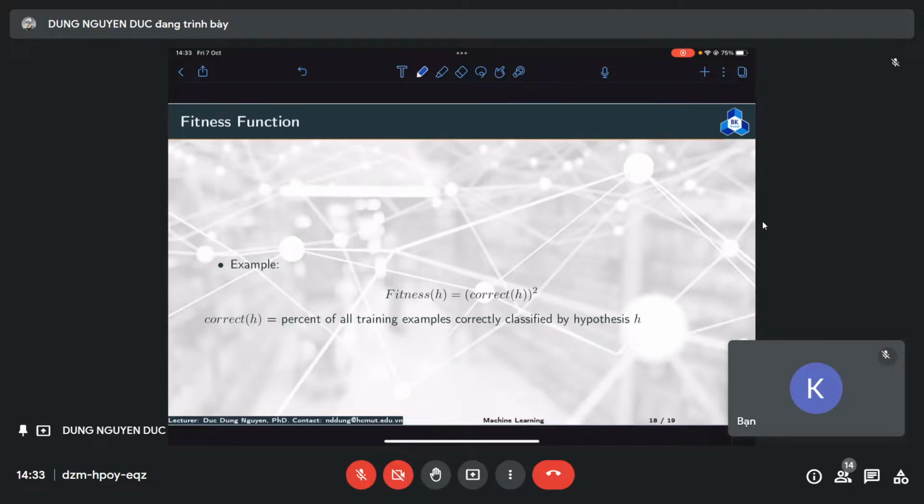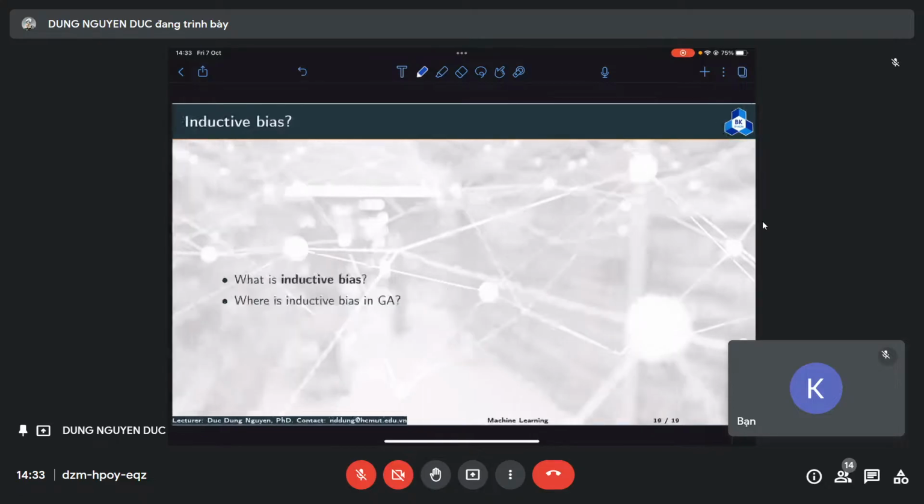So the square of that number would be 0.64. That's a number, right? But this is not the only way. There are many other ways. It's up to your problems.